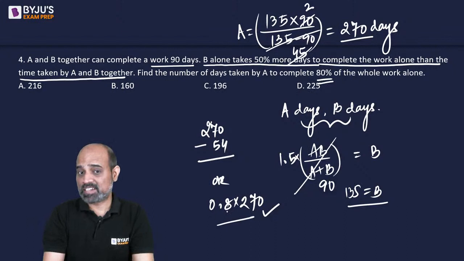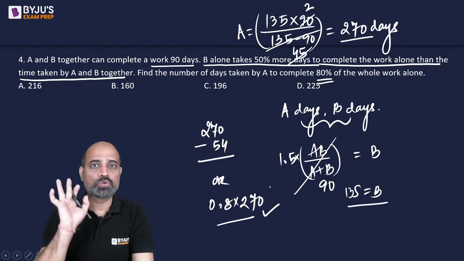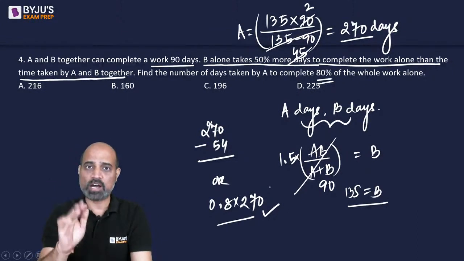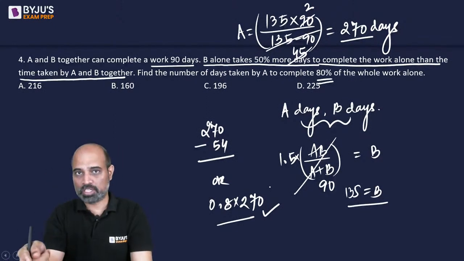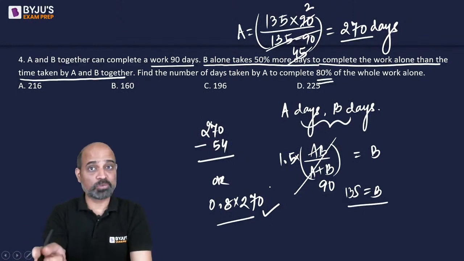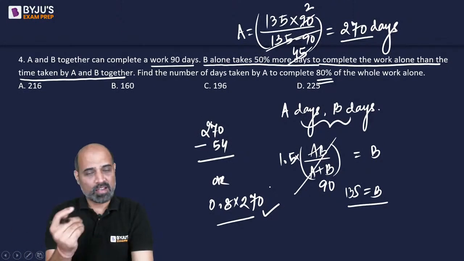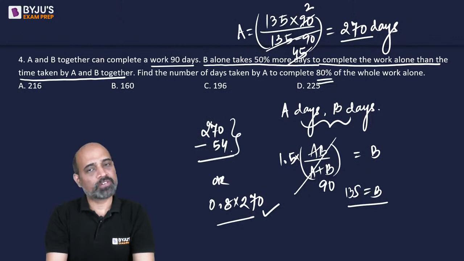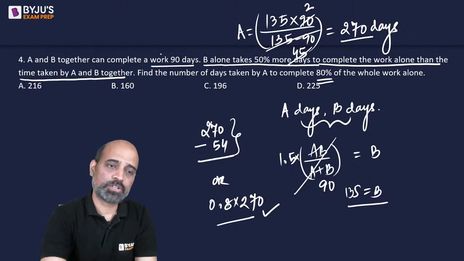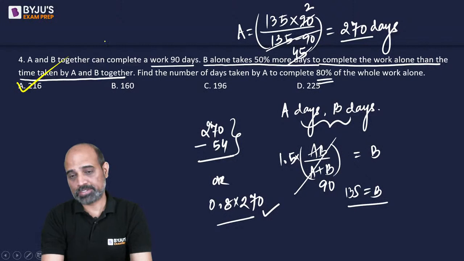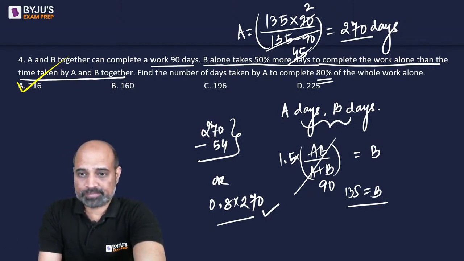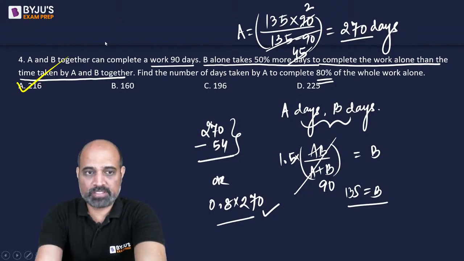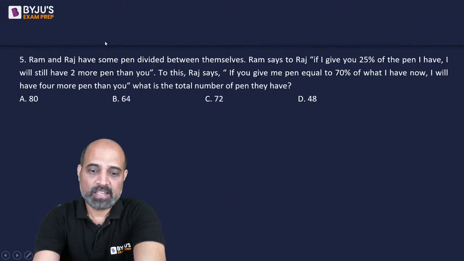This is 8 into 27 is 216. This is immediate. How? 216 is 6 cubed. 6 cubed means 2 cubed into 3 cubed, and 2 cubed is 8 and 3 cubed is nothing but 27. If you are not strong in multiplication, you will have to do the other one. It doesn't matter which one you use, you will get 216 only. Right? Okay. Good, good, good. Yes, the answer is 216. Next one.